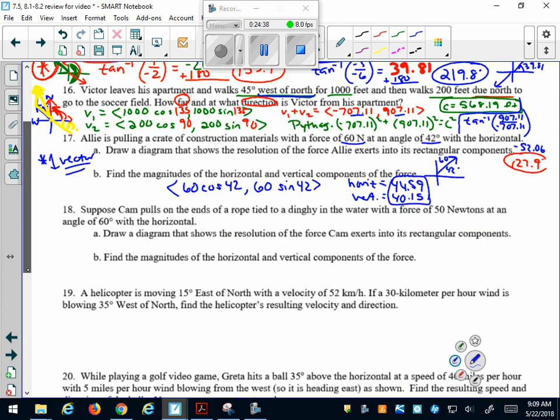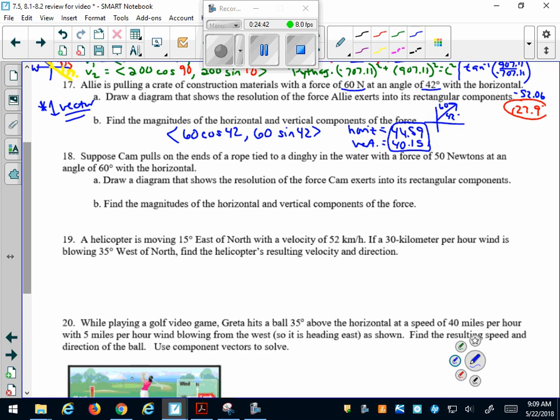Okay, suppose Cam pulls on the ends of a rope tied to a dinghy in the water with a force of 50 newtons at an angle of 60 degrees with the horizontal. Again, only one vector going on. Same idea here. Force of 50 newtons at an angle of 60 degrees, 50 newtons along here. Okay, show the horizontal and vertical components there as a triangle. Okay, so the magnitude for this is going to be 25 for the horizontal and 43.3 for the vertical.